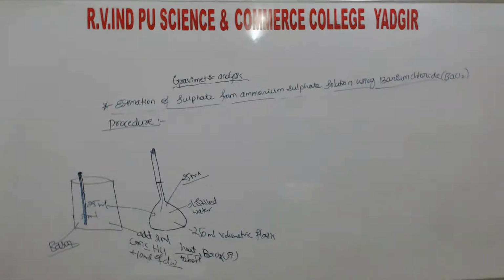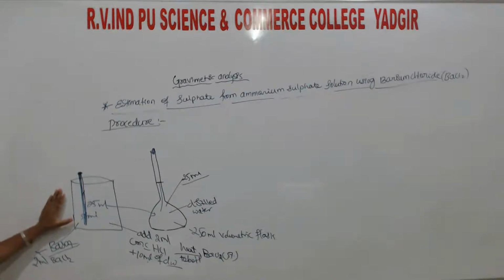And after the precipitation of sulfate as barium sulfate is completed, add about 2 ml of barium chloride in excess. After adding the excess of barium chloride, allow this beaker to settle down for 10 minutes. Allow the precipitate to settle down.